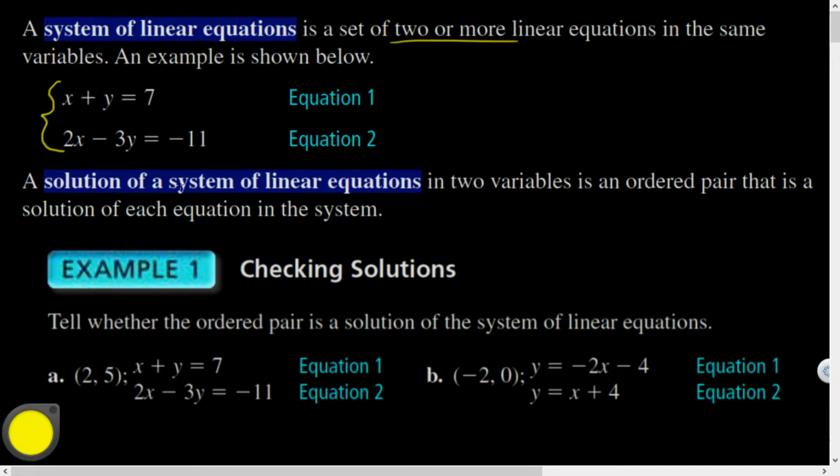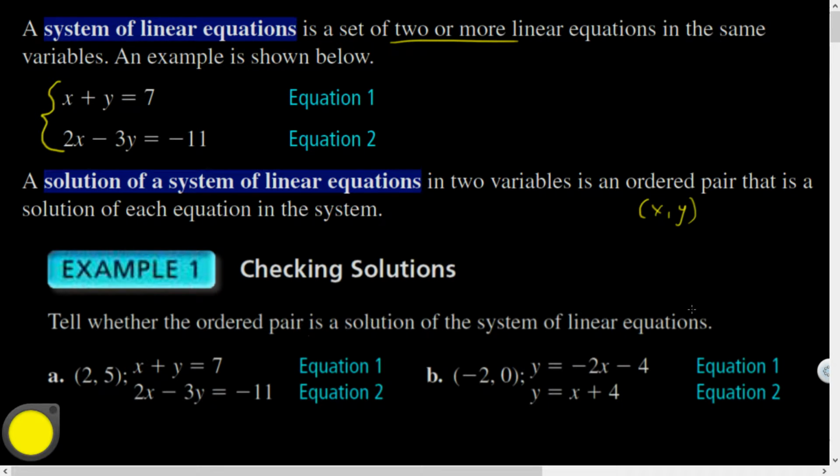And so a solution of a system of linear equations in 2 variables is an ordered pair, right? So that's our x comma y. That is a solution of each equation in the system. Like I pointed out, there are infinitely many solutions to this, infinitely many to that, but there is only one holy grail of all the points that will make both of them true at the same time.